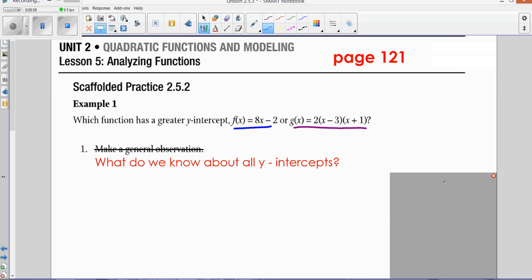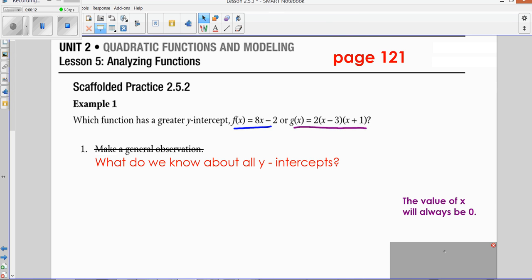So first off, you got to say, all right, if I'm trying to find a y-intercept, I can do this one of two ways. I can use my calculator, or I can think and say, all right, what do we know about all y-intercepts, which is written here in red? What do we know about them? That's your general observation. Well, what we really know is that the x value will always be 0. So if the x value in your y-intercepts is always 0, you could actually calculate it by hand. You could actually plug 0 in for x in this first equation.